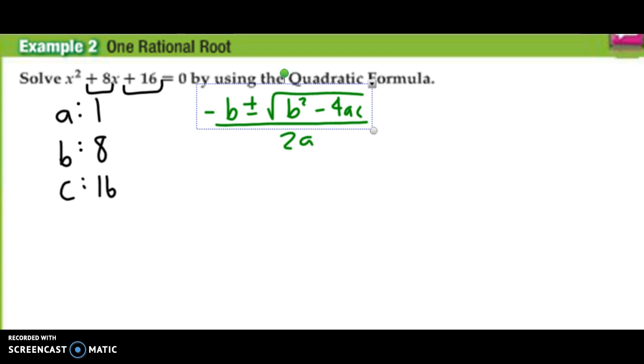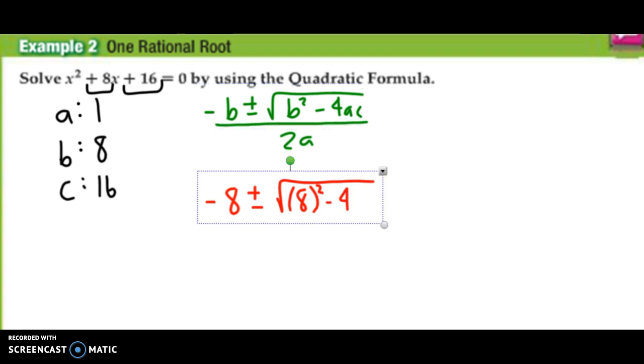Now when it comes to the NCA test, when you take it as juniors, they actually give you the quadratic formula, so you don't have to worry about memorizing this. Okay? So negative b, so it would be negative 8 plus or minus the square root of 8 squared minus 4 times 1 times 16 all over 2 times 1. Okay?